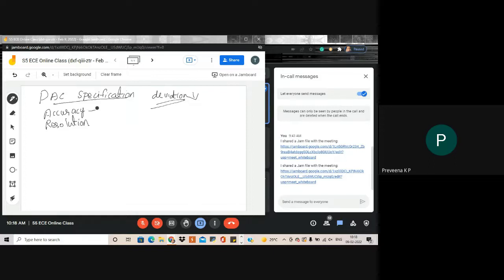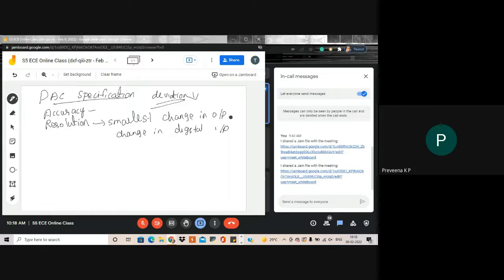So this resolution is the smallest change in the analog output, which can be identified by the DAC as a result of change in input, change in digital input. Okay, this is what is accuracy. Okay, this is what is resolution.